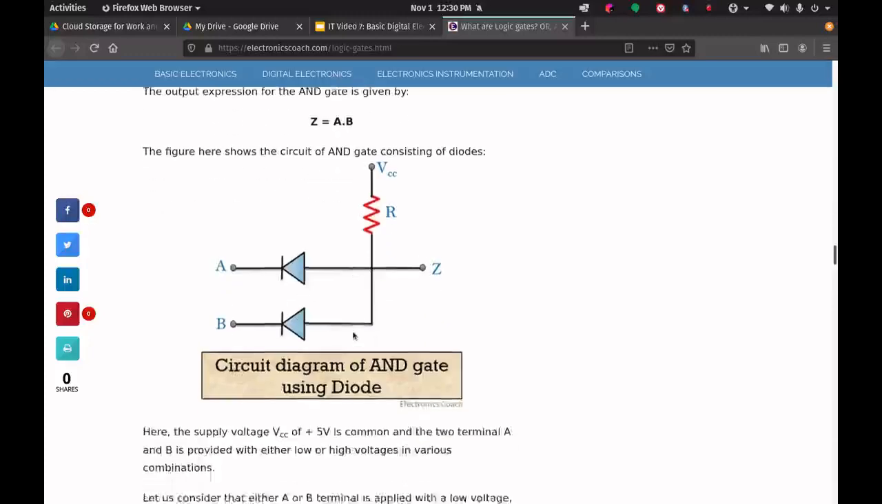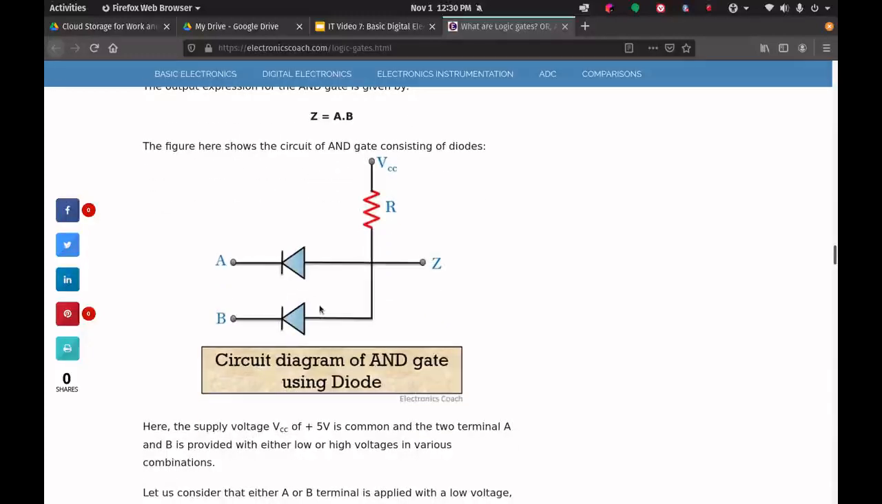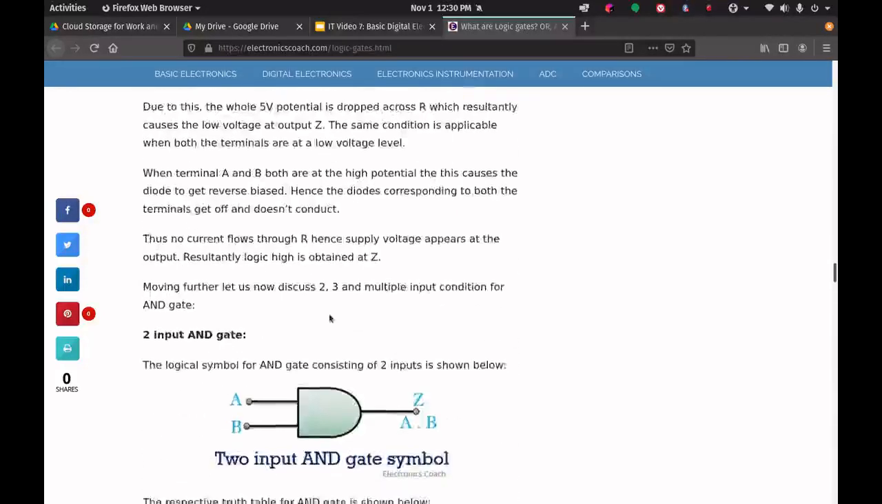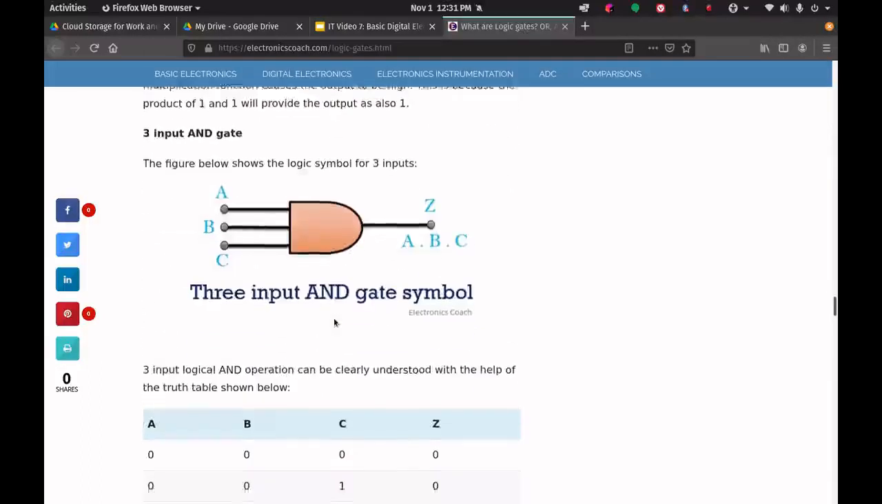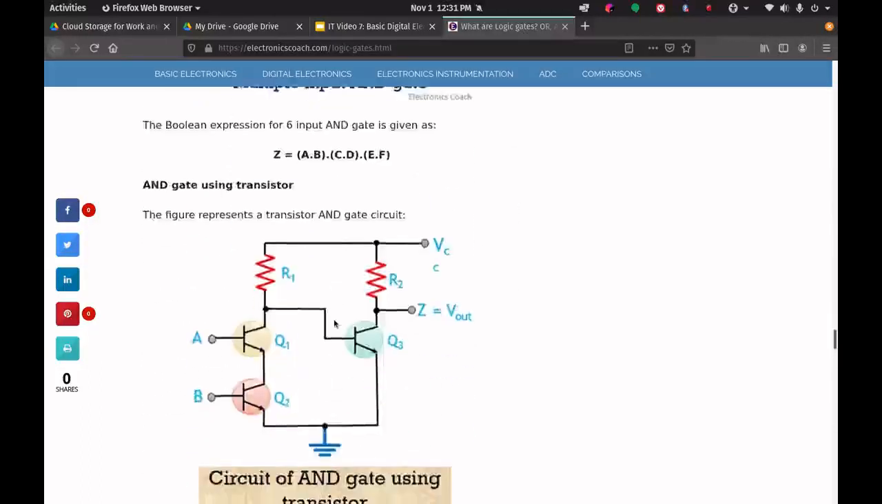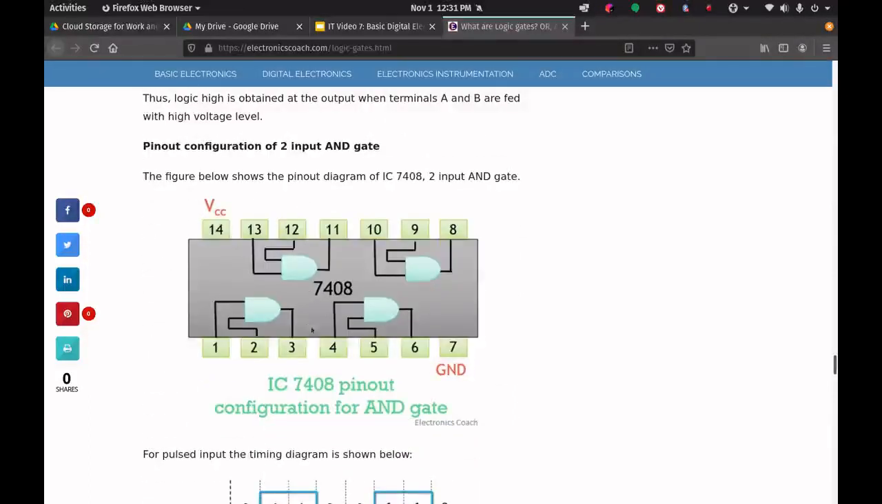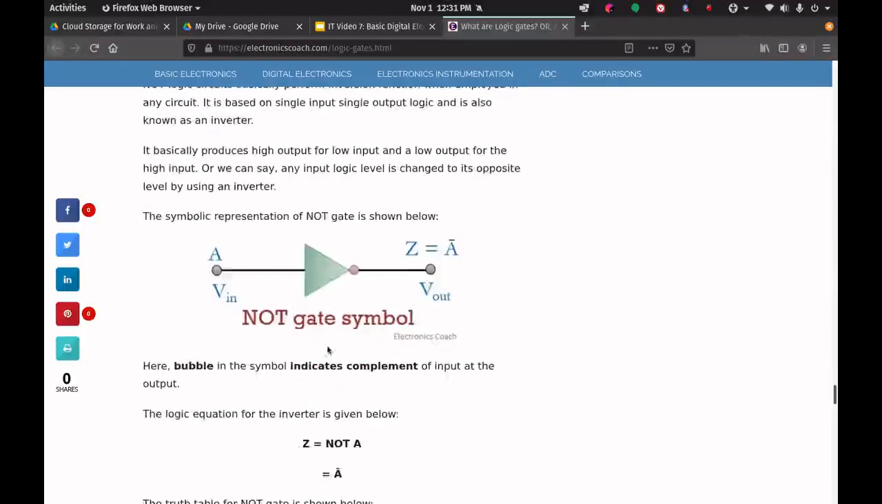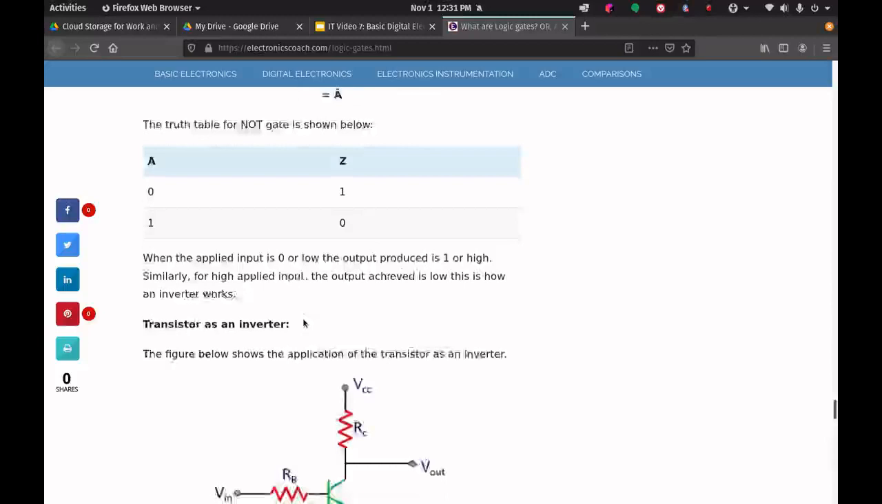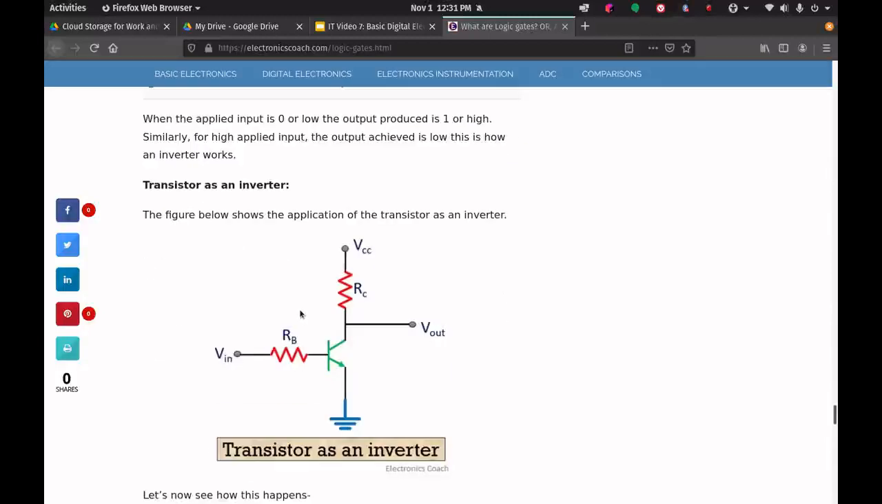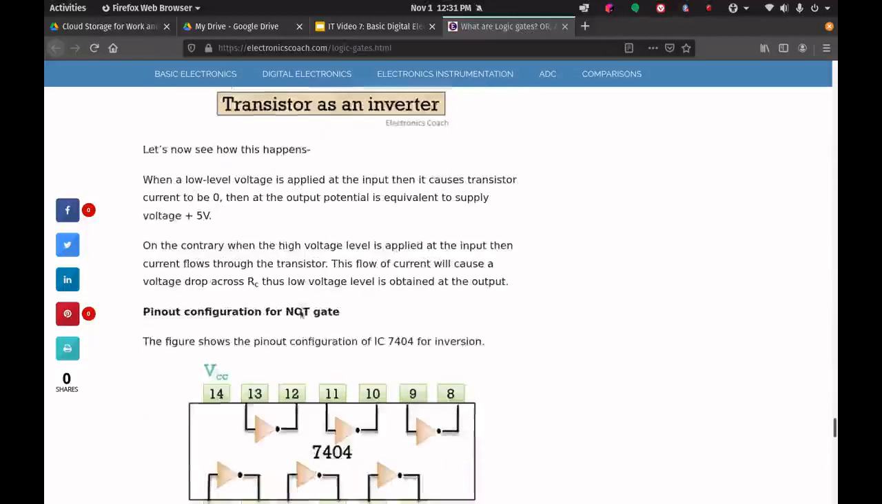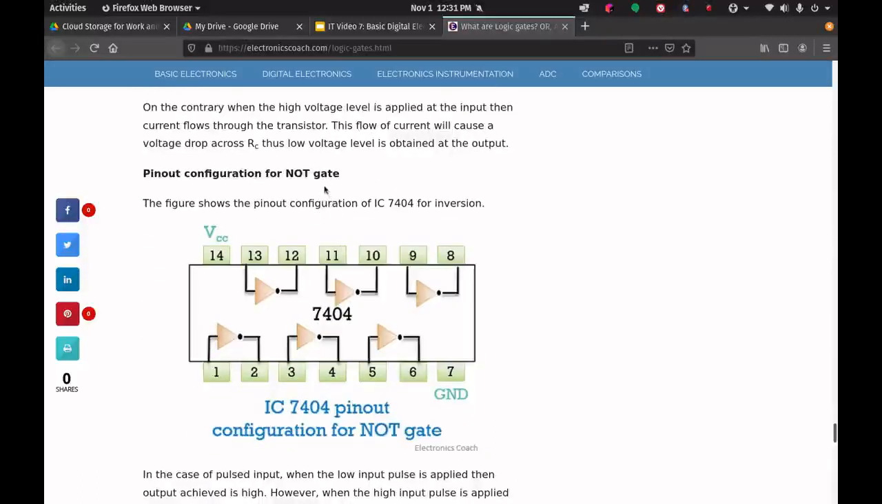AND gate, same thing. Here it's using diodes. You can also use transistors for it, as shown here. All that stuff. Here it is as an integrated circuit. A NOT gate is just an inverter. Whatever goes in is the opposite coming out. And using a transistor as an inverter is shown here.